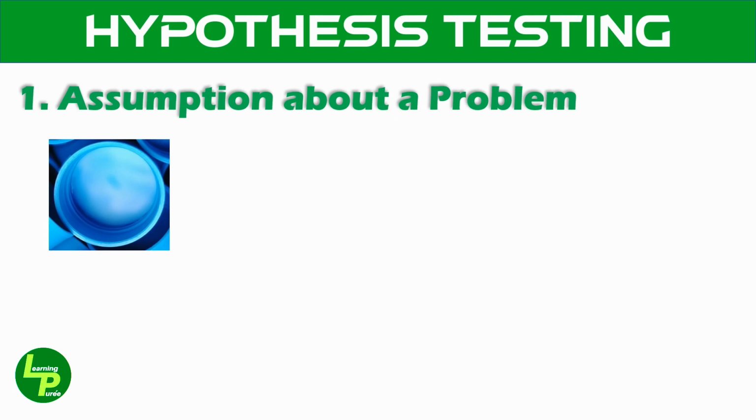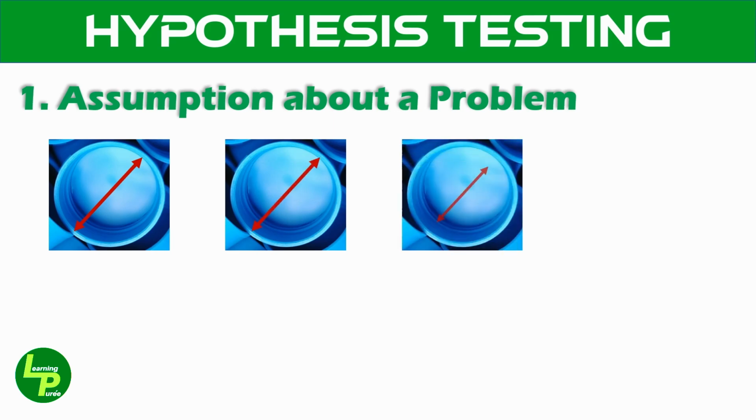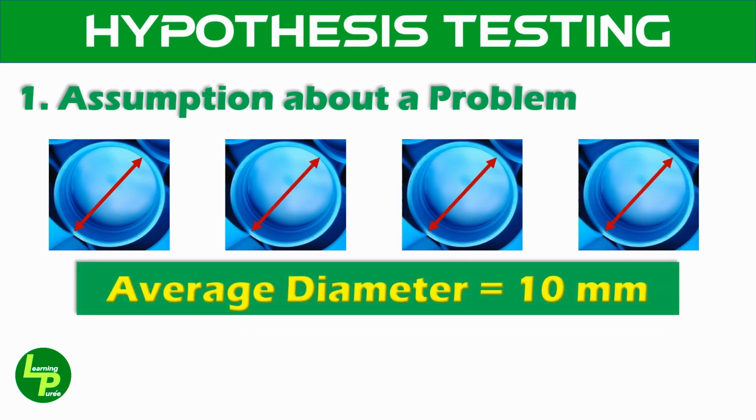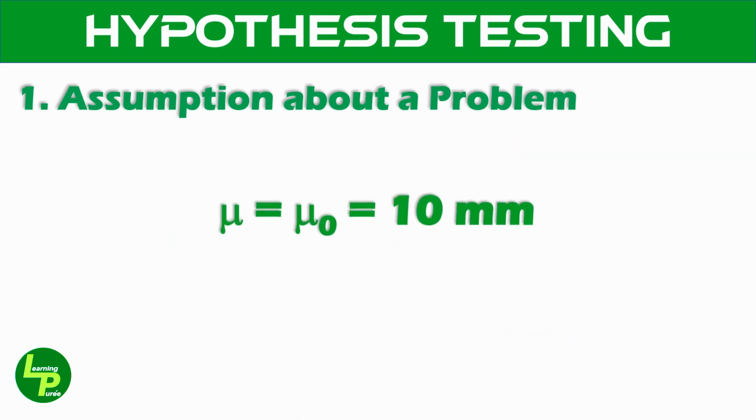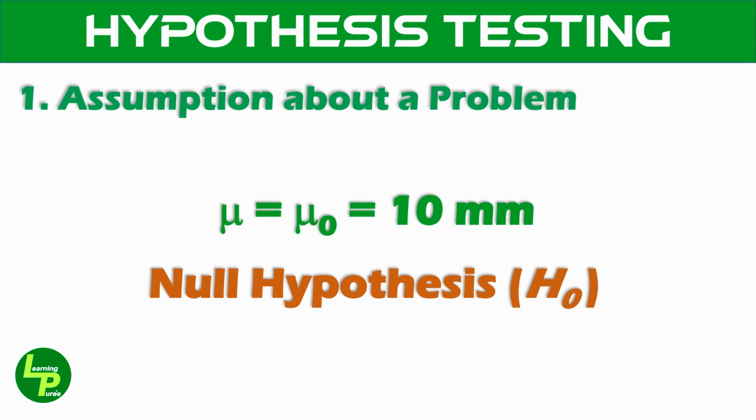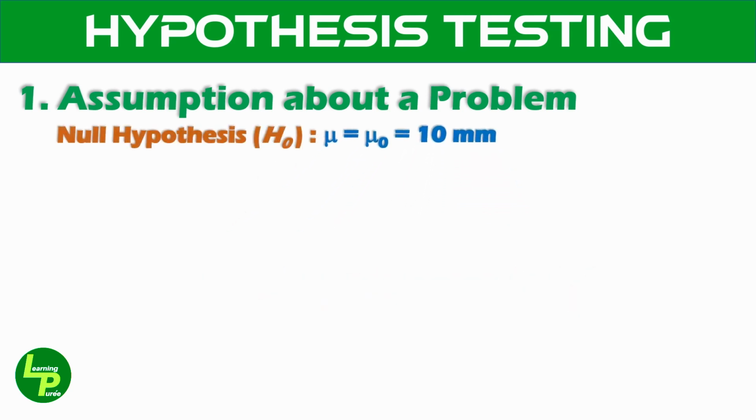Therefore, we now must test the claim whether the average diameter of the 50 samples manufactured is statistically the same as that we have observed in the several previous batches. So we set the first claim as mu is equal to mu naught is equal to 10 millimeters. This claim is called the null hypothesis, since this is the claim that needs to be nullified using an alternate hypothesis. Null hypothesis is denoted as H naught.